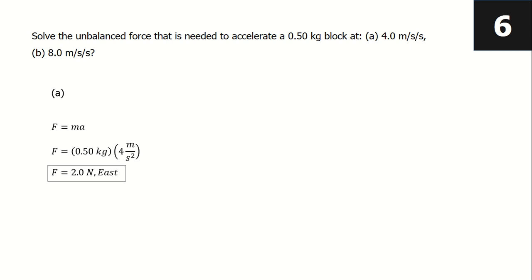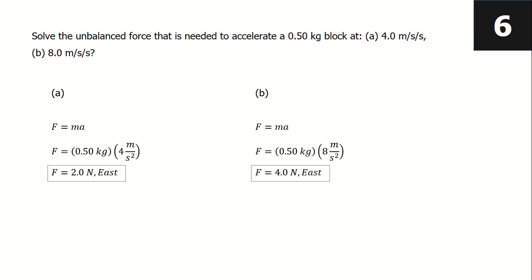So for letter A first, let's write the formula. Force equals mass times acceleration. The mass of the block is 0.5 kilogram. And then you multiply that with the acceleration, which in case letter A is 4 meters per second squared. So kilogram times meter per second squared is newtons, and 0.5 times 4 is 2. So your net force, if you have this particular acceleration, will be 2 newtons. Let's say it's to the east. And for case letter B, the same process will give you a net force of 4 newtons. And let's also assume that it's directed to the east.